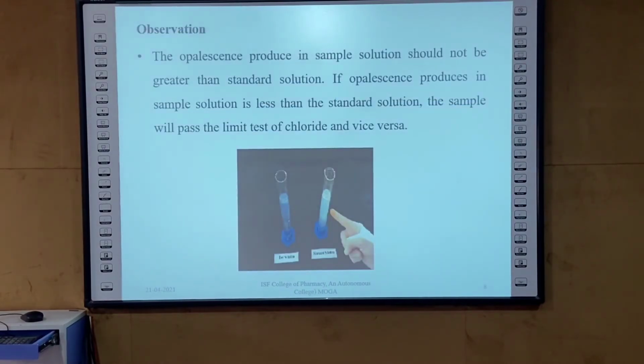The observation which we will be looking for after performing is in this manner. The opalescence produced in the sample solution should not be greater than in the standard solution. If the opalescence produced in the sample solution is less than the standard solution, the sample will pass the limit test of chloride, and if not, it will not pass the test. The same we will now see while performing the test.